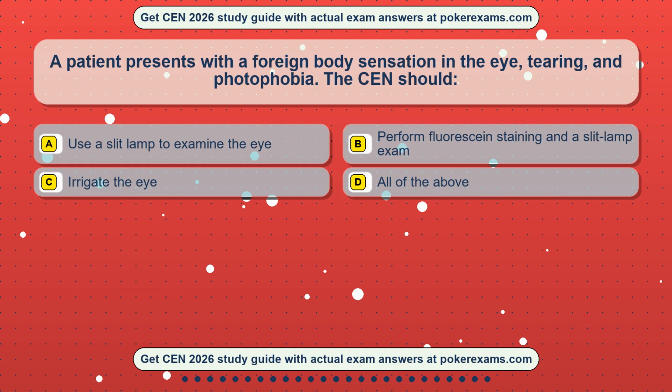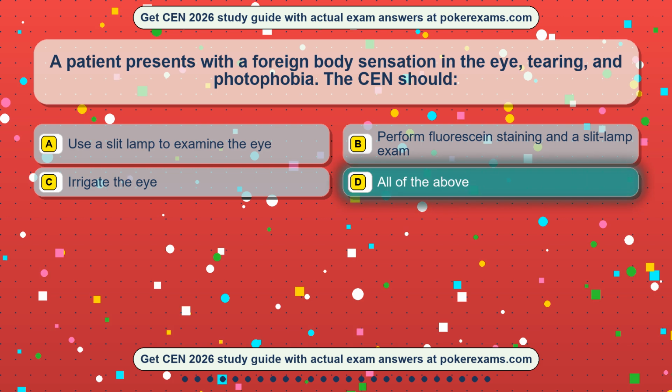Question 3. A patient presents with a foreign body sensation in the eye, tearing, and photophobia. The CEN should: Option A, use a slit lamp to examine the eye. Option B, perform fluorescein staining and a slit lamp exam. Option C, irrigate the eye. Option D, all of the above.